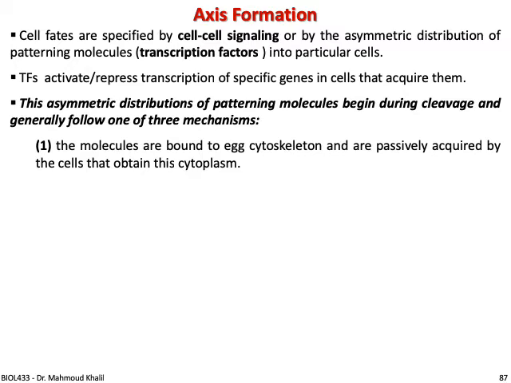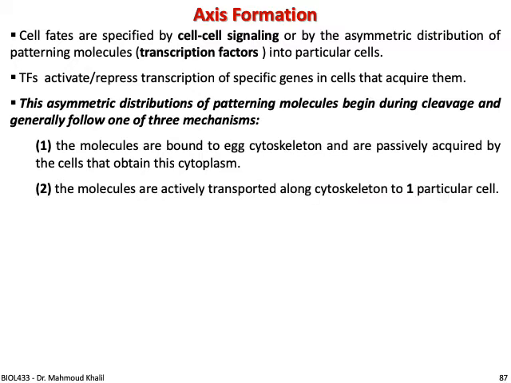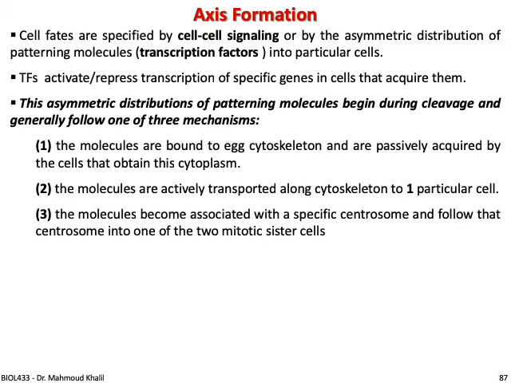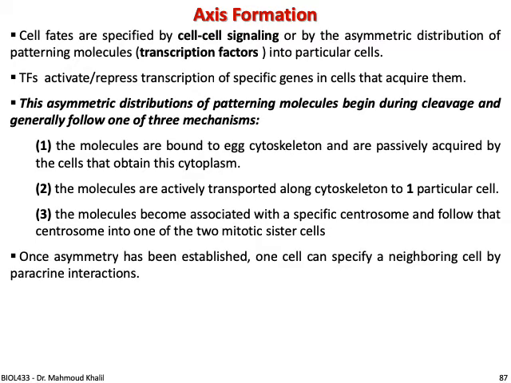The molecules are bound to the egg cytoskeleton and are passively acquired by the cell that obtains the cytoplasm. The molecules are actively transported along the cytoskeleton to each particular cell. The molecules become associated with a specific centrosome and follow that centrosome into the two mitotic sister cells. So basically, these are the three methods of how these morphogenetic molecules, patterning molecules, or transcription factors are recruited into the developing blastomere during the process of cell division.